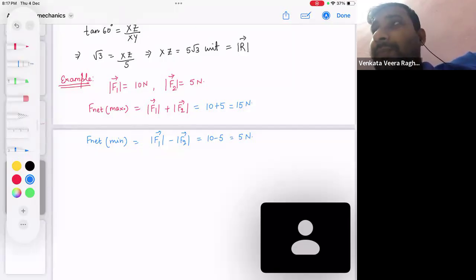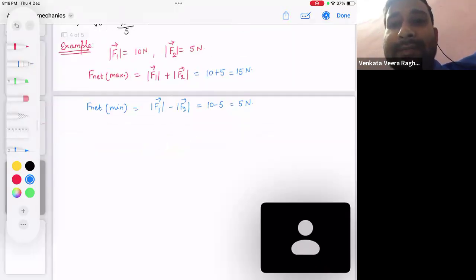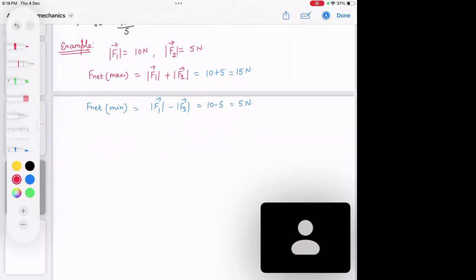Is that clear? So depending on the angle between the vectors, we can have the same two vectors with a different resultant. Different resultants can come for the same set of vectors if the angle between them is different. Is that part clear? Yes, sir.